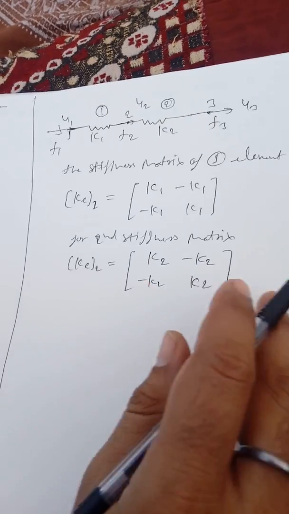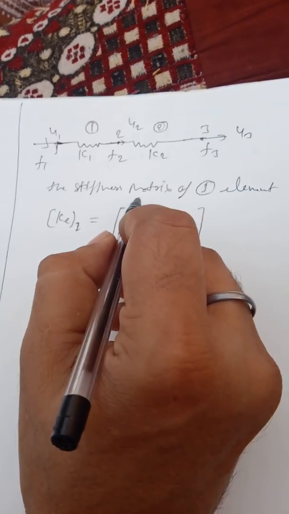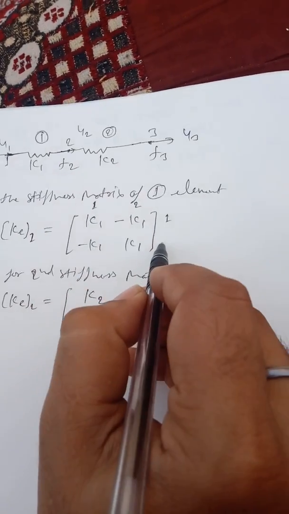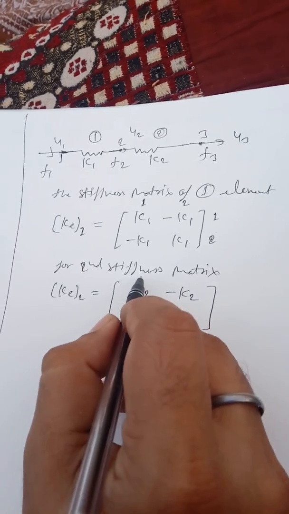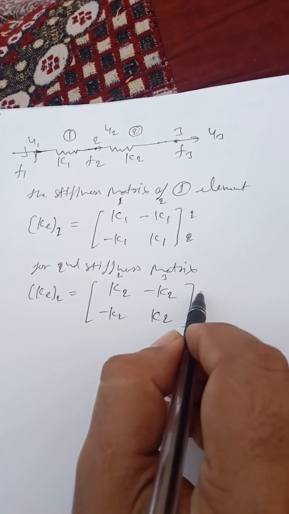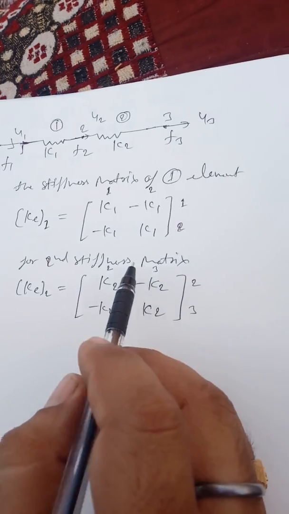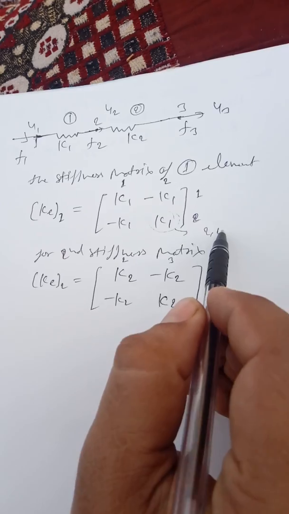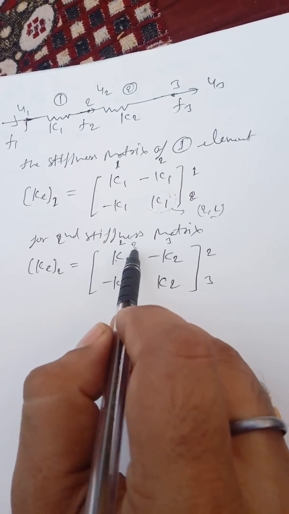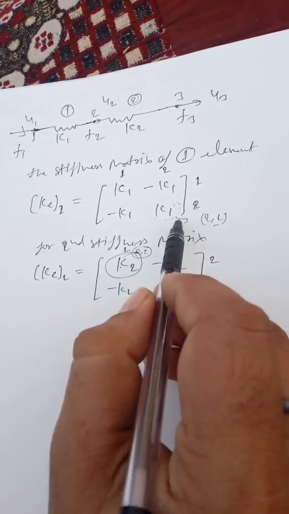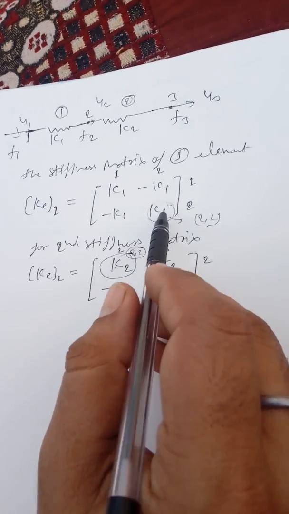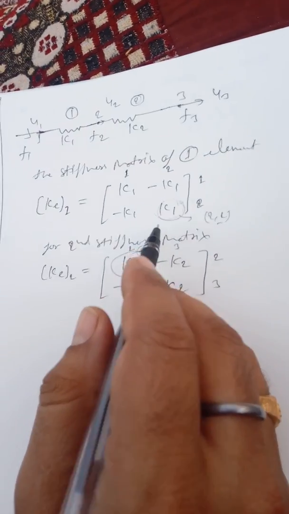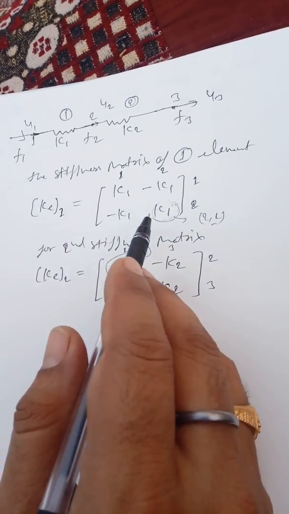Now we are just adding here because this is the first node, this is the second node, and that is also the first node, that is also the second node, and this is represented by the second node and third node. As we are seeing here, this entry is known as 2 comma 2 and this entry is also known as 2 comma 2. So these should be added when we convert into the global stiffness matrix.